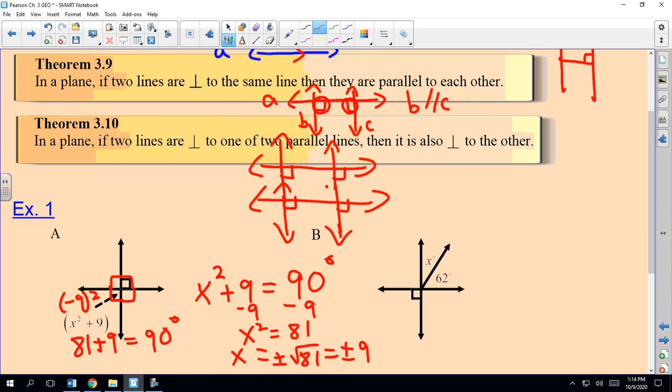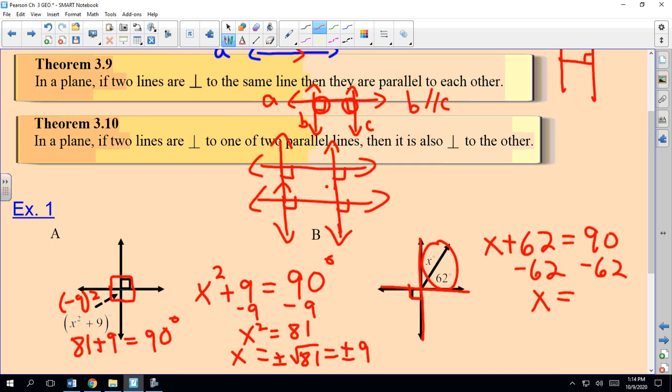In the second example, I know that these two angles, because these lines are perpendicular, must add up to 90. So this is really just a matter of subtracting 62 from 90. Here's the algebraic setup. Subtract 62 from 90. And we've got x equals 28 degrees. So there'll be a little bit of algebra to do with perpendicular lines there.